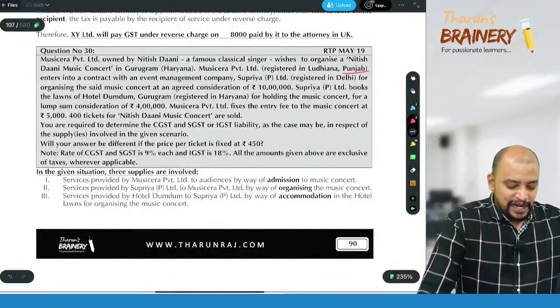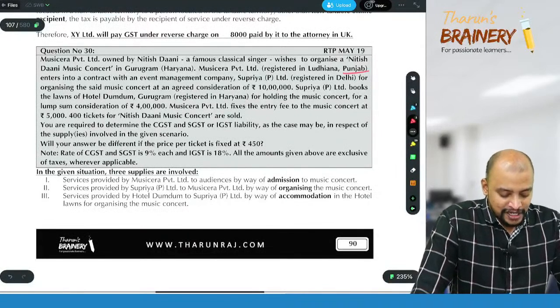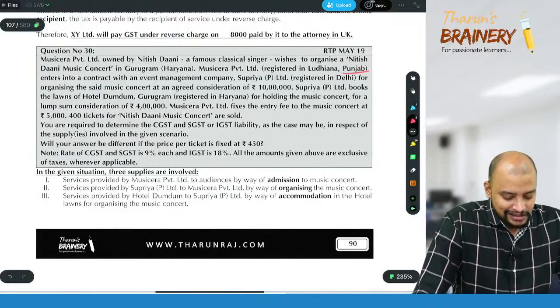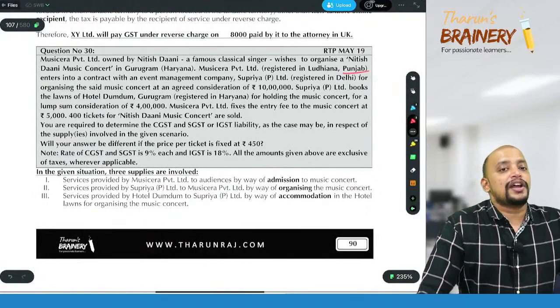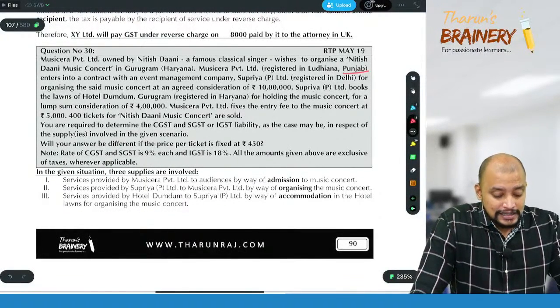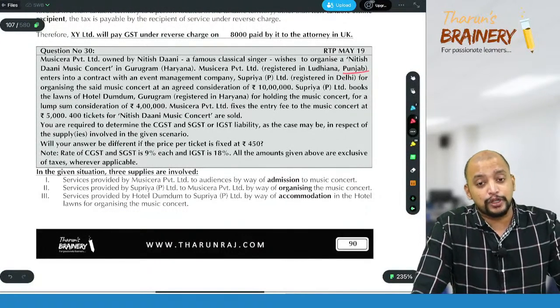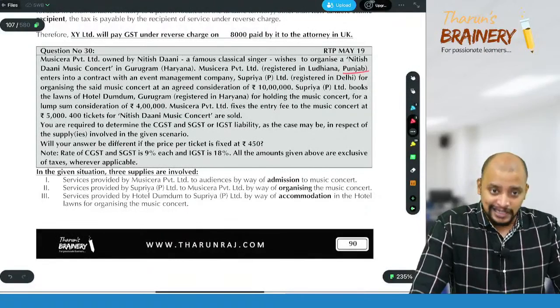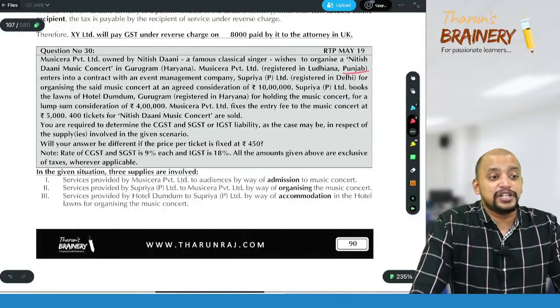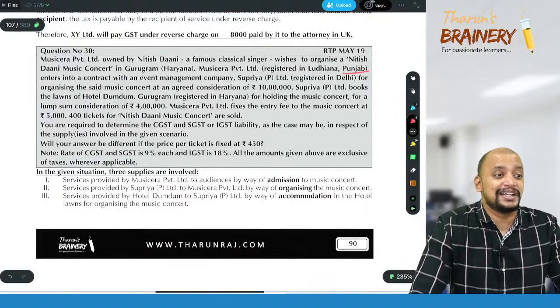Now, Musicera Private Limited fixes the entry fee to the music concert at 5,000 rupees. 400 tickets for Nitish Dani music concert are sold. For these entry tickets, who is the supplier? Supplier, Musicera Private Limited. Who is the recipient? People who buy the ticket. So both are in India. So section 12, admission to an event. What will be taken as the place of supply? Location where the event is held.